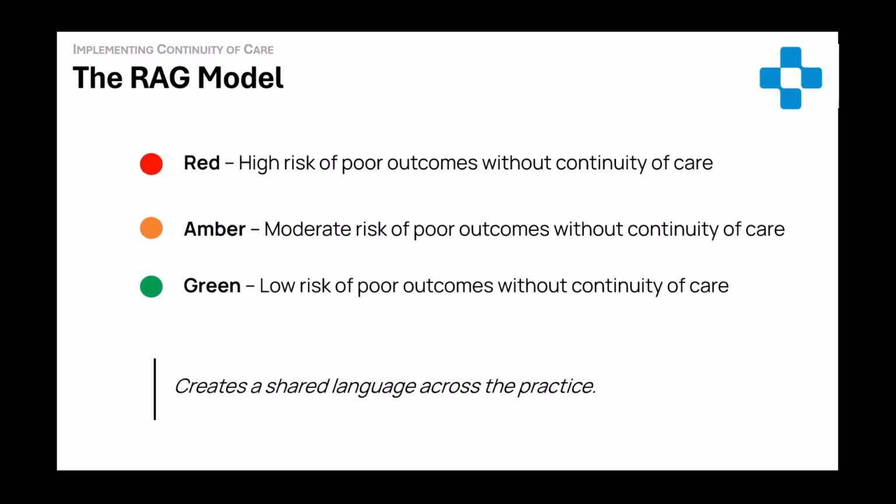Your amber patients would benefit from some consistency, but there is a little bit more flexibility in how that is delivered. And then you've got your green patients who can be managed a lot more flexibly where continuity is less critical. Key thing to remember here is that, again, this isn't about prioritizing patients, it's about prioritizing that continuity where it has the greatest impact. And for it to work, it needs to be applied consistently so that everyone in the practice is making the same decisions in the same way.